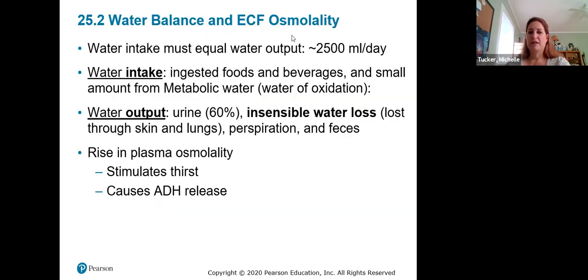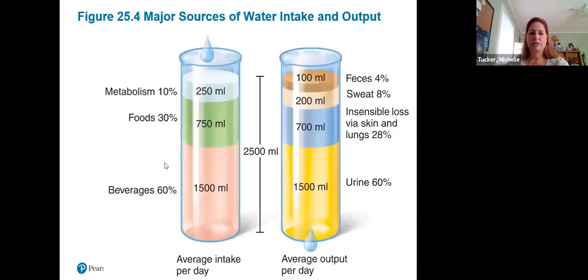Okay, so now we're going to move on to osmolarity. Water intake must equal water output. Water intake is usually in the form of beverages. There's also some water in food. And then this metabolic water comes about from oxidative metabolism, where you take glucose, you break it apart, and if you use oxidative metabolism, it breaks into carbon dioxide and water. So that's where we get a little bit of this water.